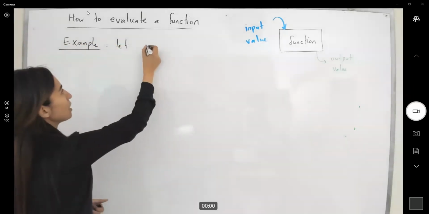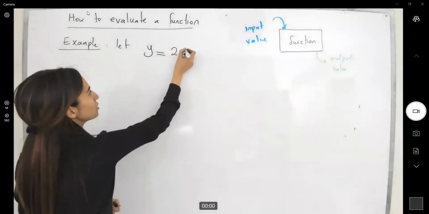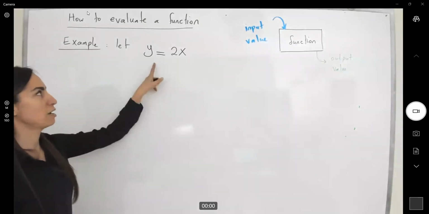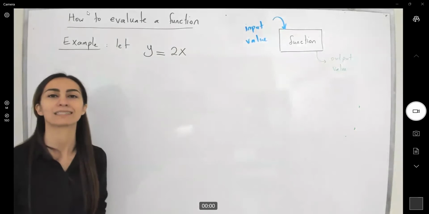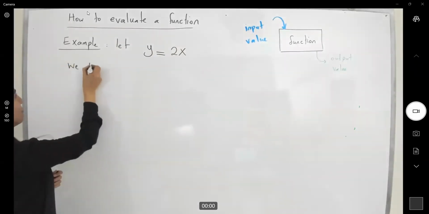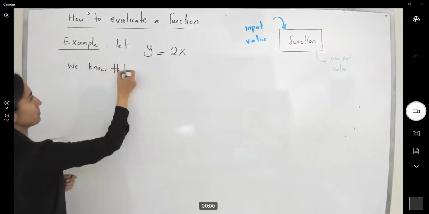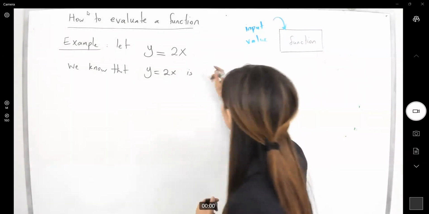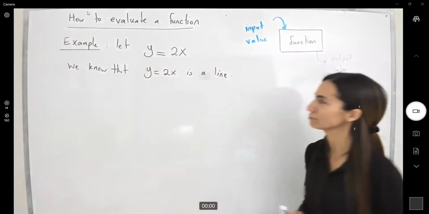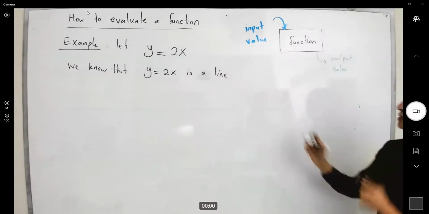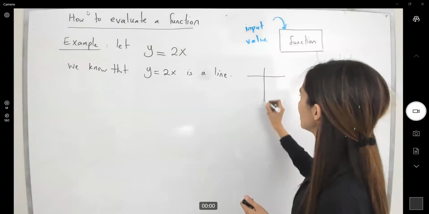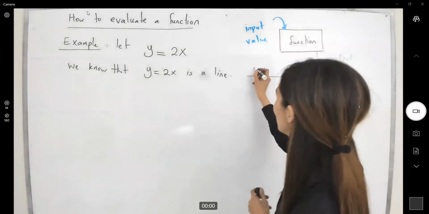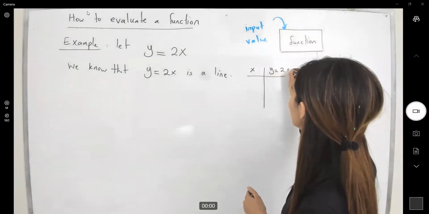For example, let y be equal to 2x. What we have learned so far is that y equals 2x represents a line. Remember how to graph this line. We use a table, we plug in some values for x and evaluate y. So y is equal to 2x.